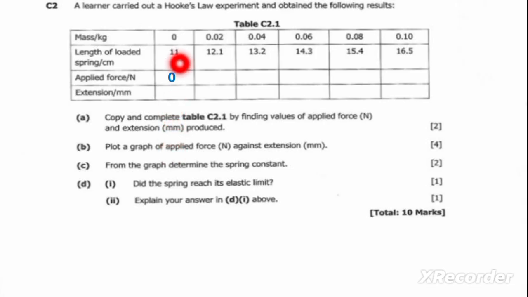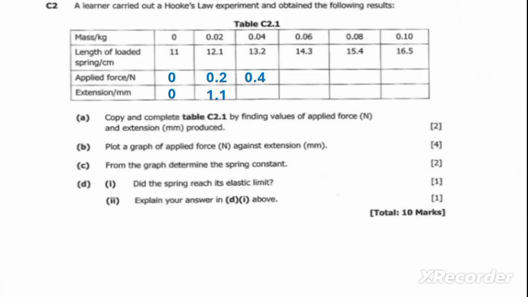If we say 11 minus 11, we are going to get 0. We come to this one. 0.02 times 10, we are going to get 0.2. 12.1 minus 11, we are going to get 1.1. 0.04 times 10, we are going to get 0.4 newtons.